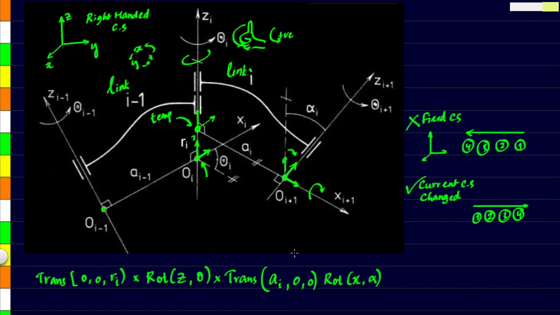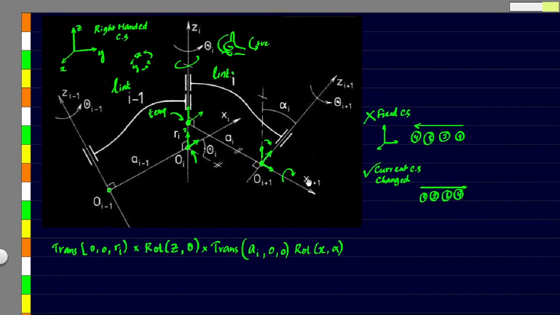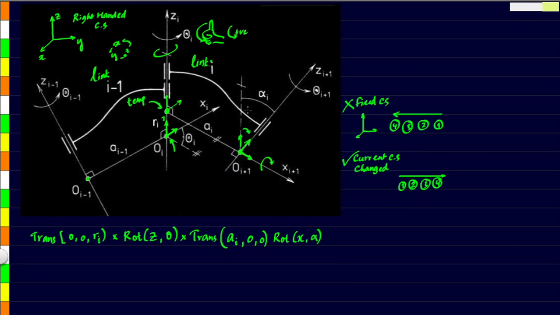So we have found the single transformation matrix for the nth link, or the ith link as it is here. The same we will be applying in the robot. In the next video we will see how to find this matrix, and then we'll see how to apply this matrix for a particular robot.